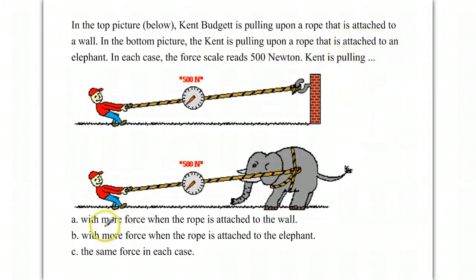Kent is pulling with more force when the rope is attached to the wall, with more force when the rope is attached to the elephant, or the same force in each case. Your correct answer is going to be C, the same force in each case. As you can see, what he's pulling against the wall is a force of 500 newtons. It's still a force of 500 newtons pulling against the elephant. So even if the elephant is pulling back against him, he's still pulling at the same force in both scenarios, 500 newtons.